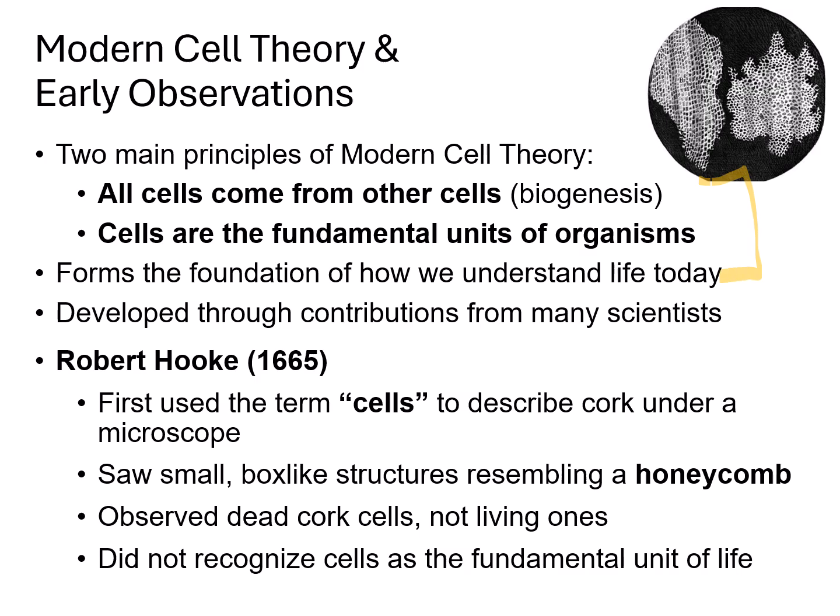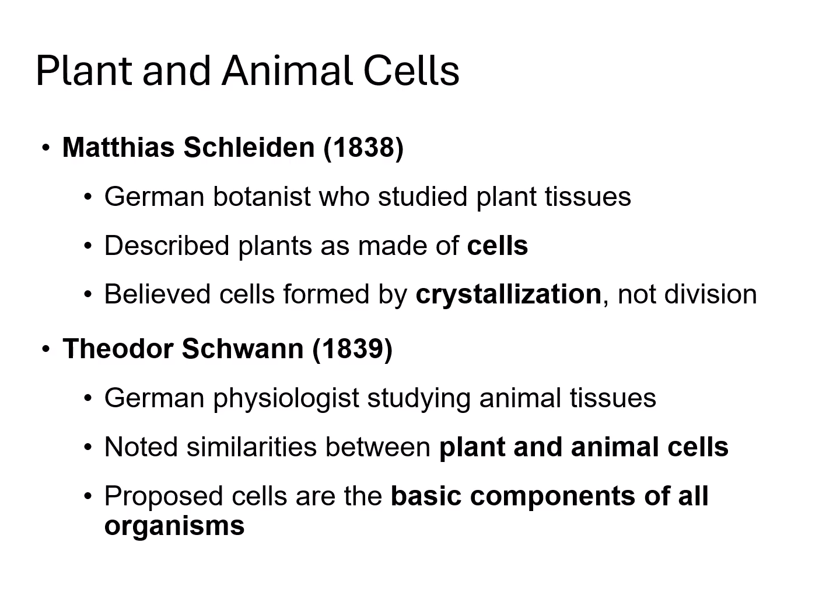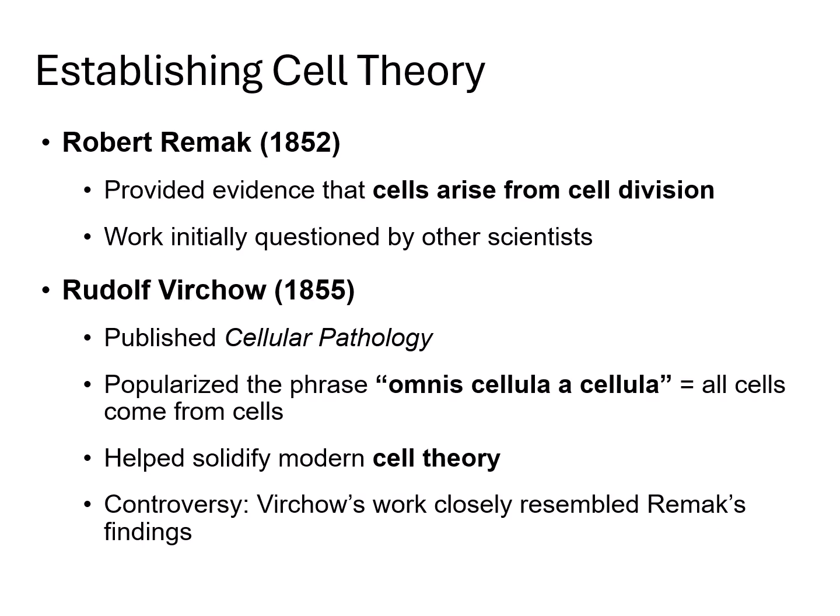Robert Hooke first described cells when looking at cork, but didn't yet recognize their role in life. In the 1830s, Schleiden described plants as made of cells, although he thought they formed by crystallization instead of division. Around the same time, Schwann studied animal tissue and noted the same cellular organization between the two types. Together they helped establish that all living things are composed of cells. In 1852, Remak showed that cells come from the division of other cells.